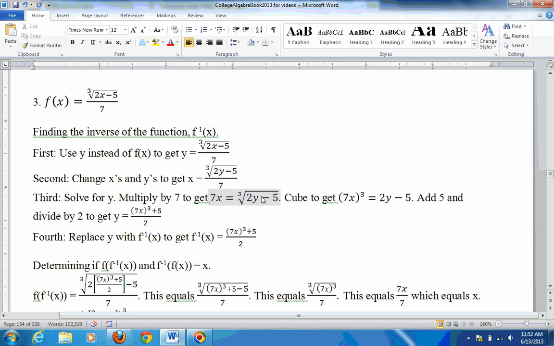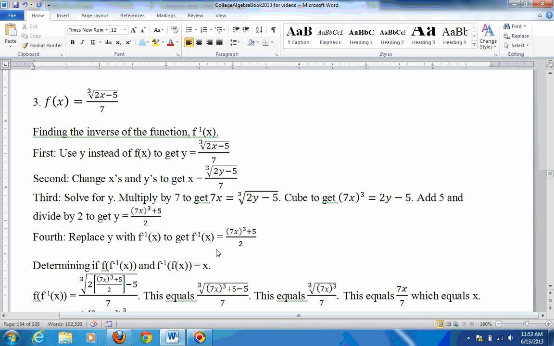So cube both sides, so we get 7x cubed. I didn't cube the 7, but I'm just leaving it this way. You could take 7 and cube it, and whatever that is would be that number times x cubed, but I just left it like this. Cubing this cube root cancels each other out, and you're just left with 2y minus 5. Now just add 5 and divide by 2. Add 5 and divide by 2 to get it solved for y, and that's what the inverse function is, so just label it that.